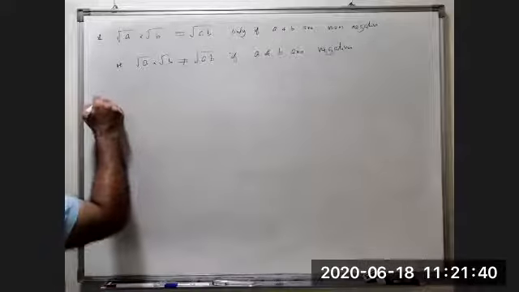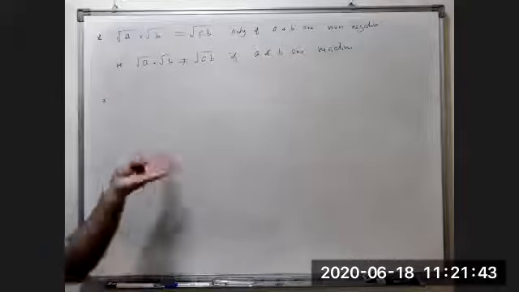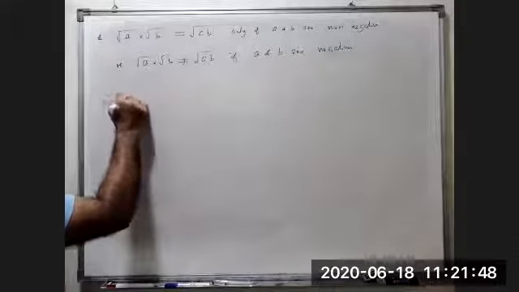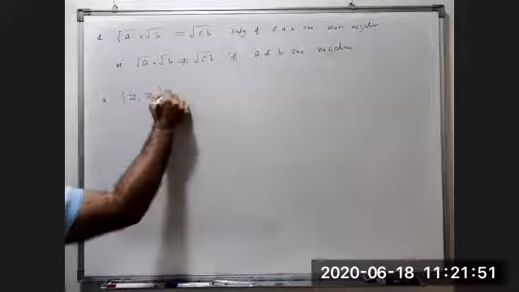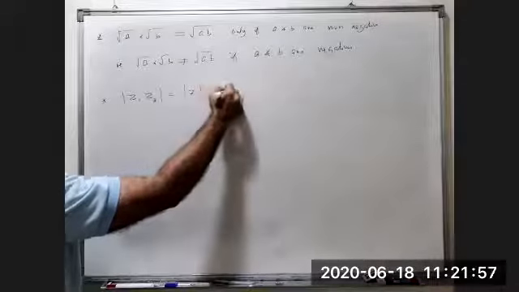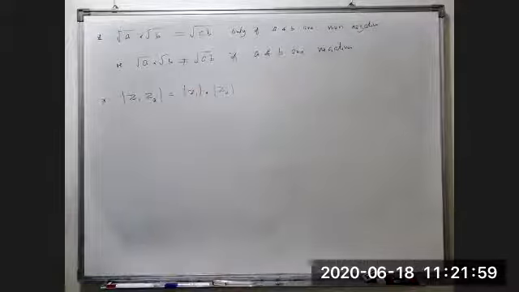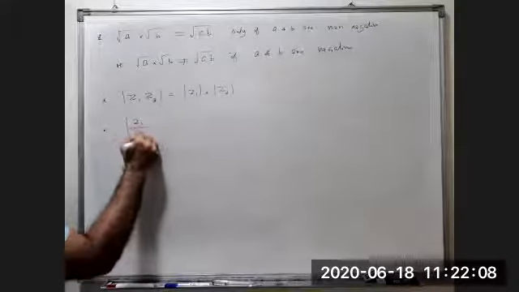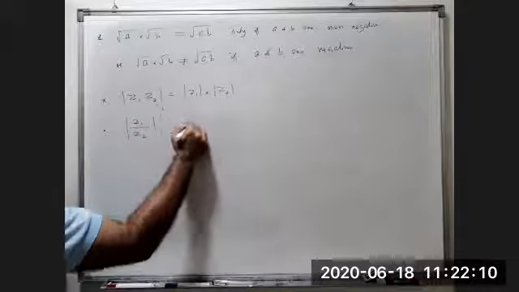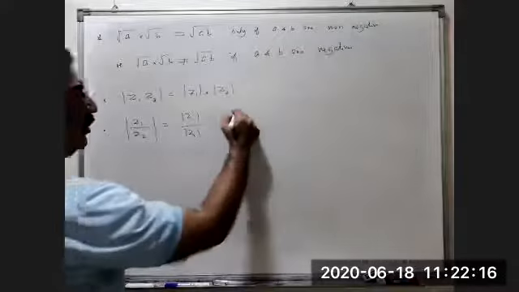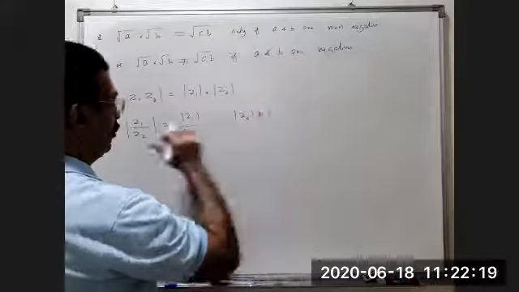Then a few more properties. You should have an understanding of these, as they will be asked in the examination later. See, modulus of Z1 into Z2, if they are two complex numbers, that is, modulus of the product will be the product of their moduli. Similarly, modulus of Z1 by Z2 will be modulus Z1 by modulus Z2. Here, the denominator is naturally not equal to zero.